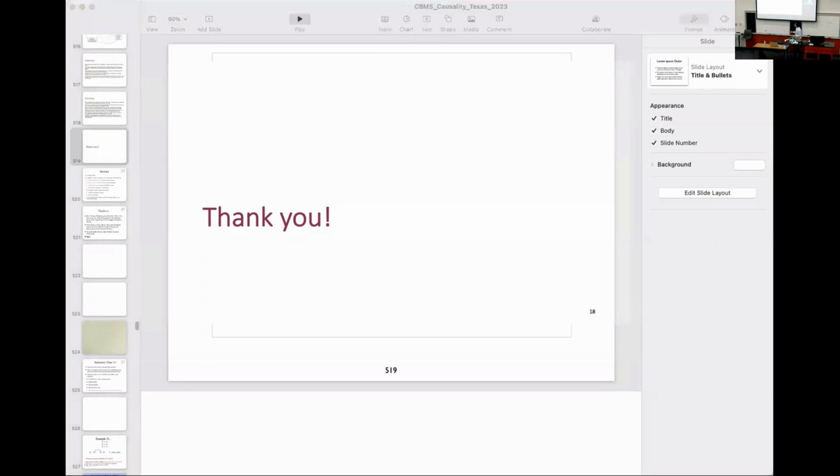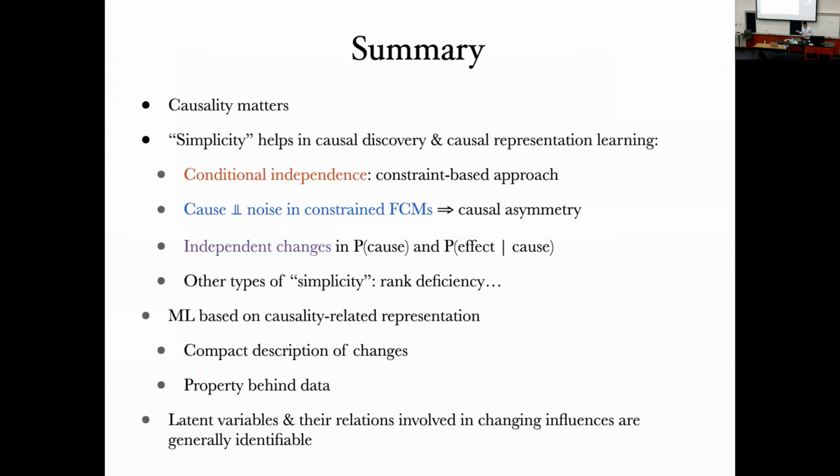In this class, I hope you really see that causality matters. Without causal thinking, you cannot really solve a lot of problems in a principled way. Sometimes you can do wrong things, because you have to care about the consequences of different things. You have to find the right thing to do.